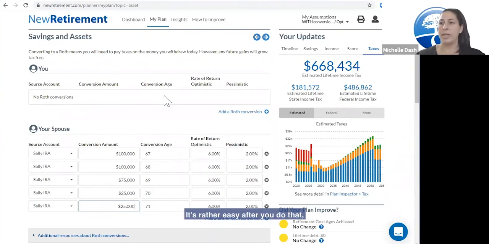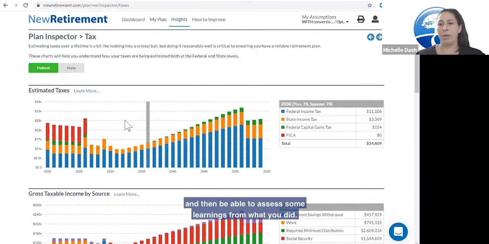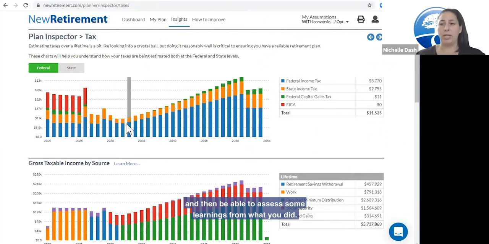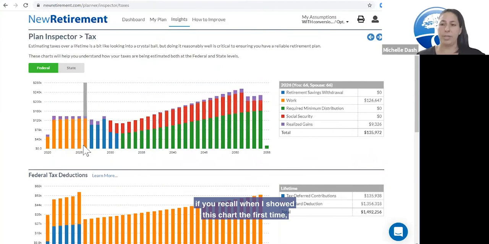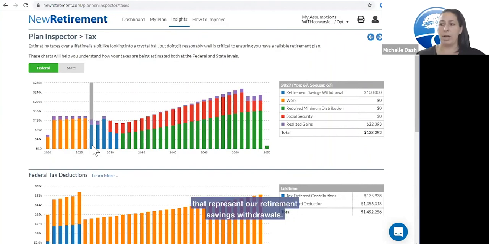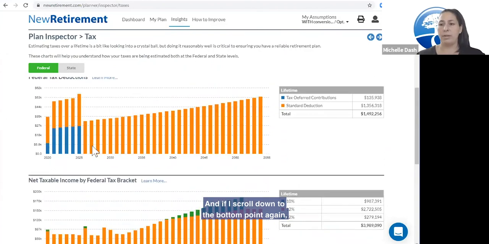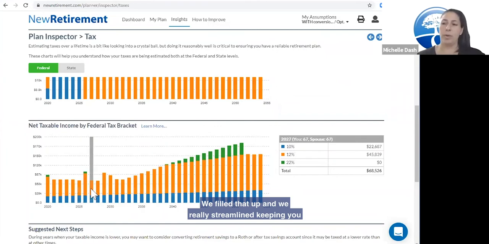It's rather easy. After you do that, you might want to go back to the tax page and assess some learnings from what you did. We can really see how this has changed. If you recall, when I showed this chart the first time, there was a big void in these years, and now we have blue bars that represent our retirement savings withdrawals. And if I scroll down to the bottom point again, we no longer have that tax window. We filled that up, and we really streamlined keeping you in a lower tax bracket.